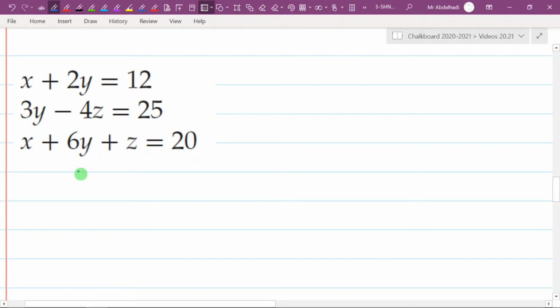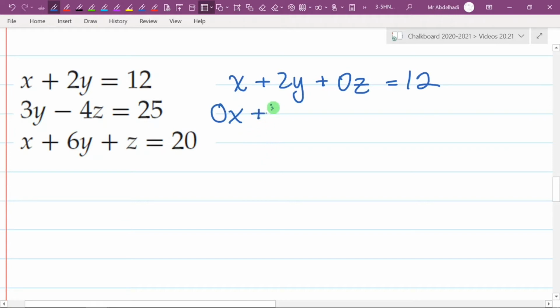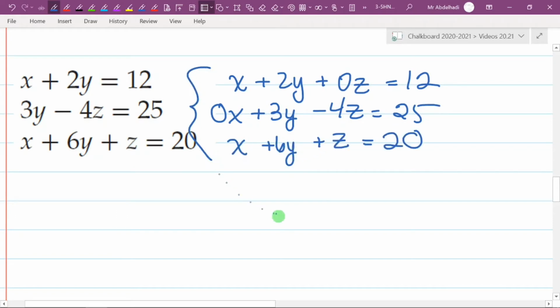Well, any variable that's missing, just think of it as being 0 for a coefficient, meaning this is x plus 2y and no z, so we'll rewrite it as x plus 2y plus 0z. And this one here is missing an x, so it's 0x because there's no x, plus 3y minus 4z equals 25. And this one's fine the way it is, so I'll just copy it. Now I've rewritten my 3-line system so that I have all of the variables showing here. And now I look for my least common multiple. Which one of these is going to have the easiest time getting rid of variables here?